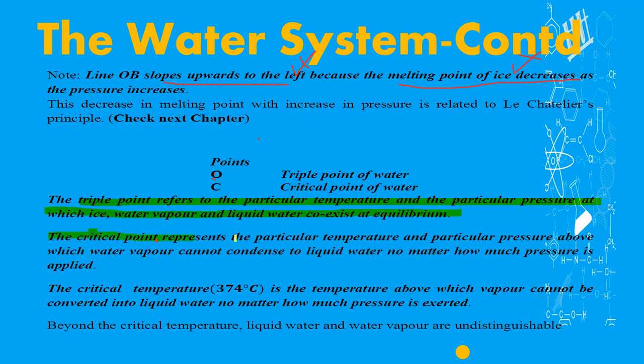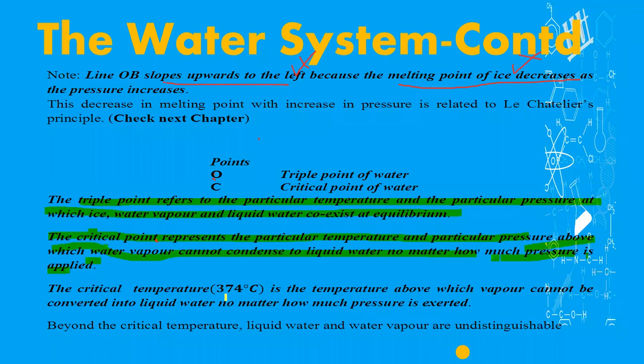Then Ali, can you read for us what the critical point is? I mean, it should be Benjamin now. Shall I begin? Yes. The critical point represents the particular temperature and particular pressure above which water vapor cannot condense to liquid water, no matter how much pressure is applied.